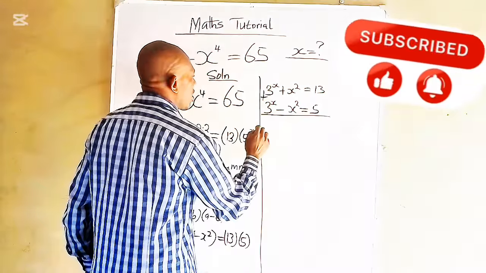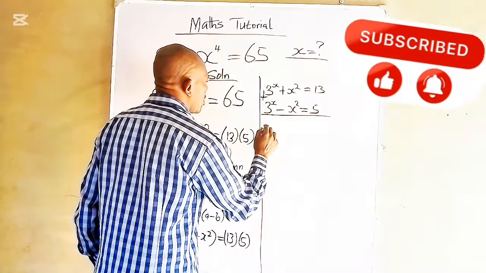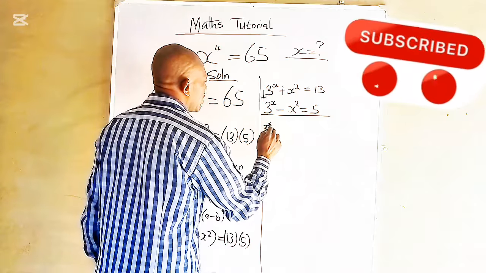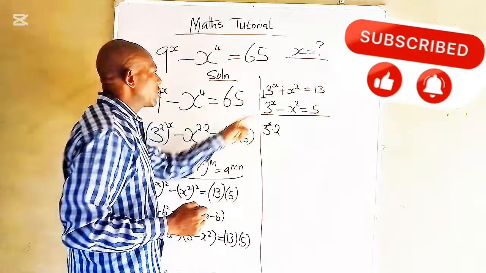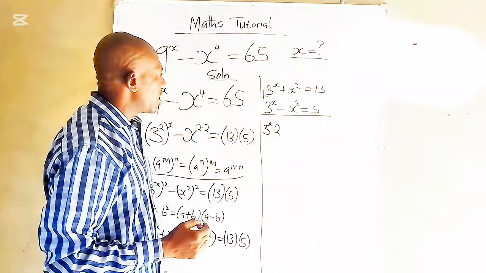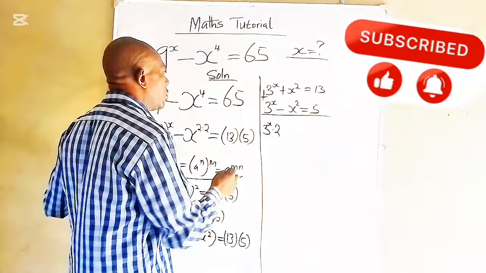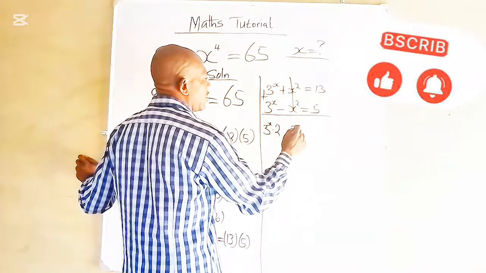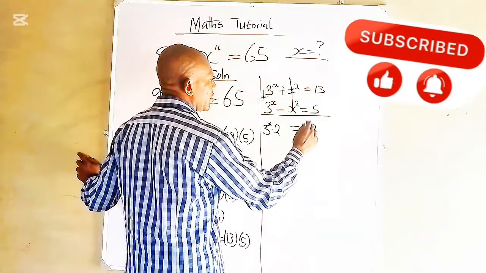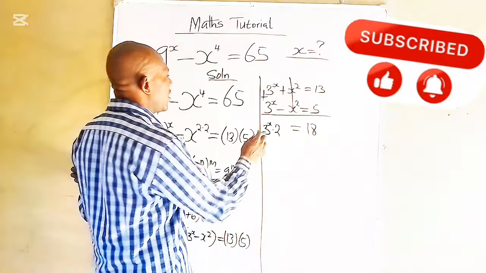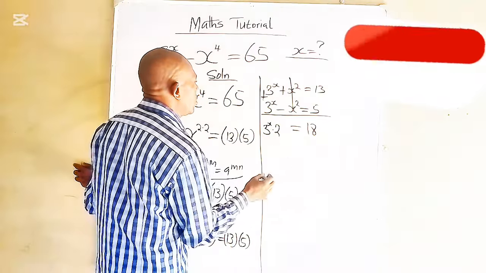So when we add them together, we're going to have 3 raised to power x times 2, because it's 3 raised to power x plus 3 raised to power x. We're going to have times 2. But the x raised to power 2 terms will cancel each other. At the end of the day, you have 18. That is 3 raised to power x times 2 is equal to 18.